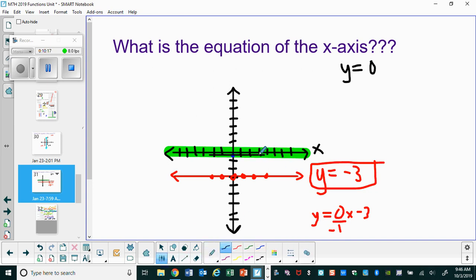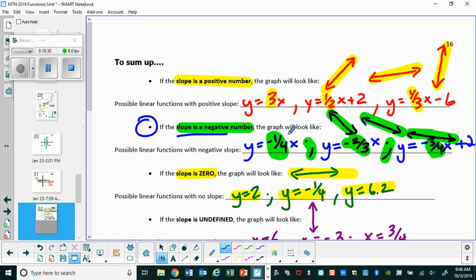And yes, in the world of math, you can have fractions and decimals when plotting. So that would be right there. It's a little tough to see the line, but that's the equation, y equals the negative 1/4. Okay? That was the y equals negative 1/4 that I just showed you.